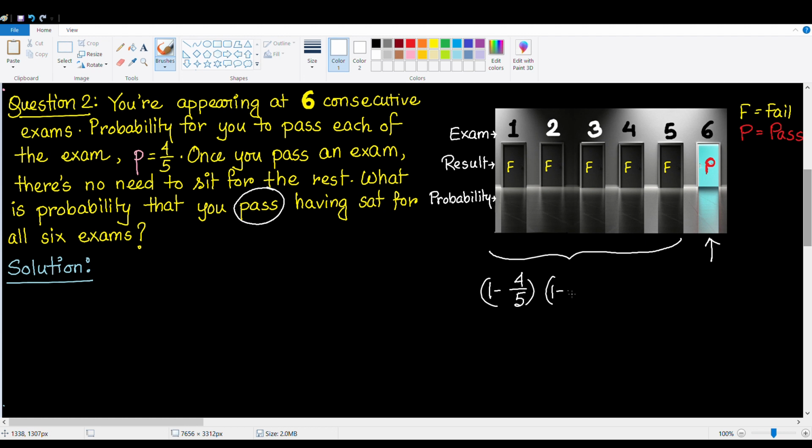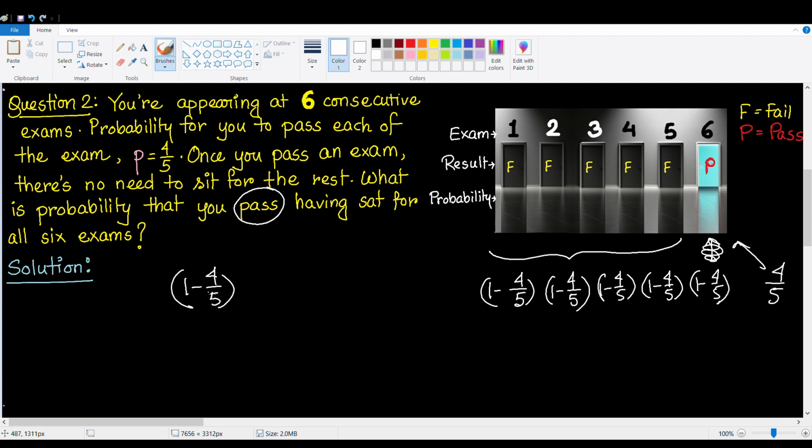Similarly, the probability to fail in the second exam would be 1 minus 4 by 5, and so on for the next 3 exams, except the last one, right? You want to pass in the last exam. Therefore, the probability of passing would be 4 by 5. Now, all these events have to happen together again. So, the probability would be (1 minus 4 by 5) to the power 5 (1, 2, 3, 4, 5), times 4 by 5.